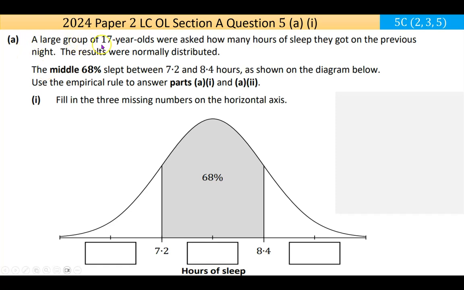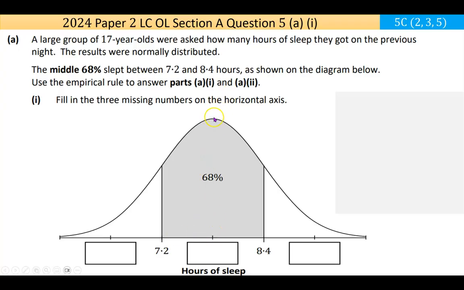A large group of 17-year-olds were asked how many hours of sleep they got on the previous night. The results were normally distributed, so it follows the empirical rule. It says the middle 68% slept between 7.2 and 8.4 hours, as shown in the diagram below. So the majority of people are within one standard deviation of the mean.